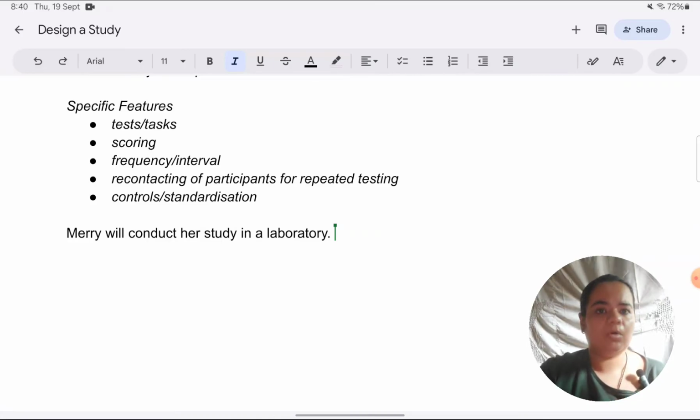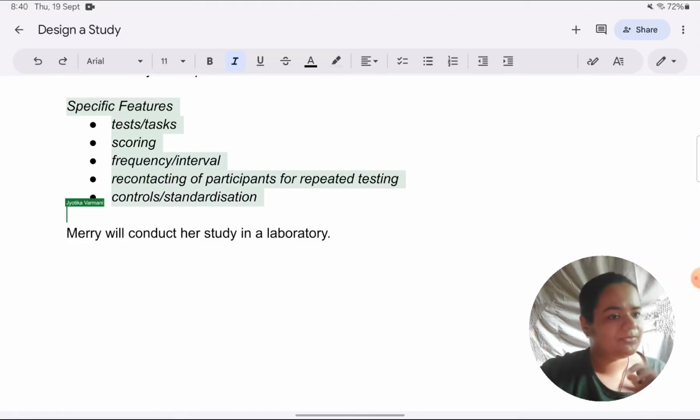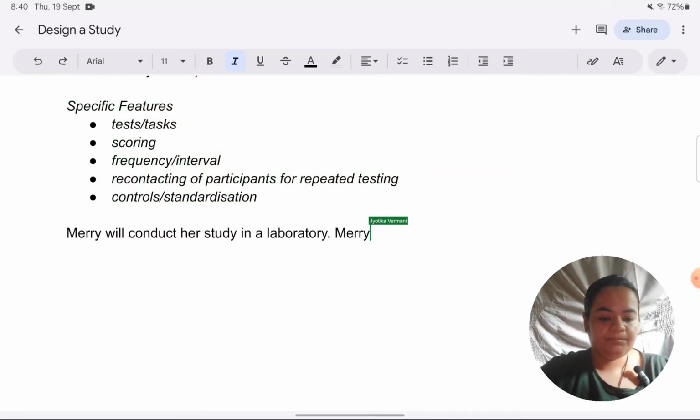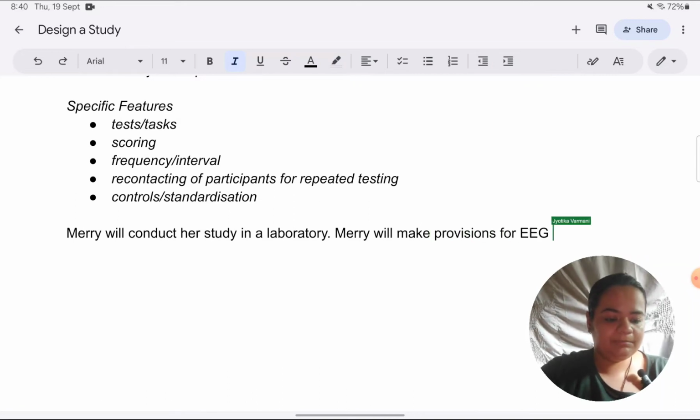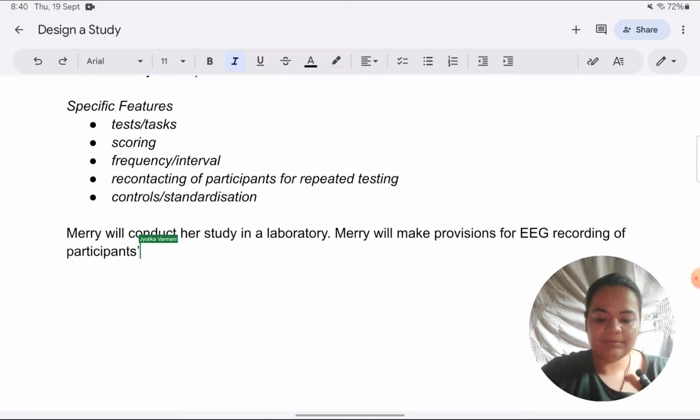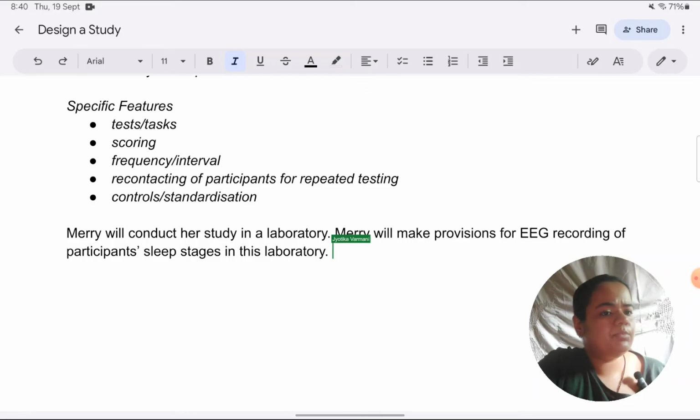We can see we have a long list of features to cover. If we are going to write a paragraph on each of the features that we are covering, the answer will never end. So we can say Mary will make provisions for EEG recording of participants' sleep stages in this laboratory. So this gives a good starting point to my study, the location of the study.